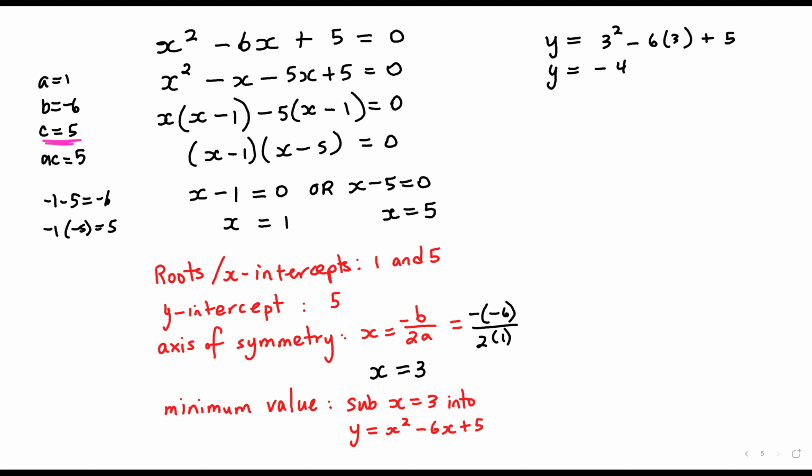And now I have everything I need to sketch this curve, right? So this is your minimum value here. Therefore, the minimum point will be x is 3 and y is negative 4. So I can sketch this curve. And when you're sketching a curve, it doesn't need to be drawn to scale. You just need to highlight your important parts, right?